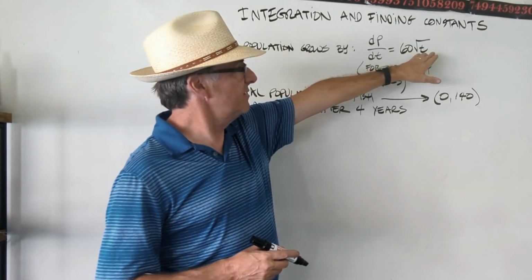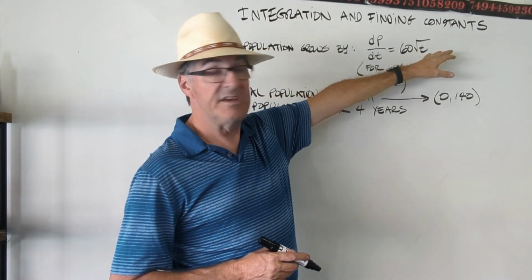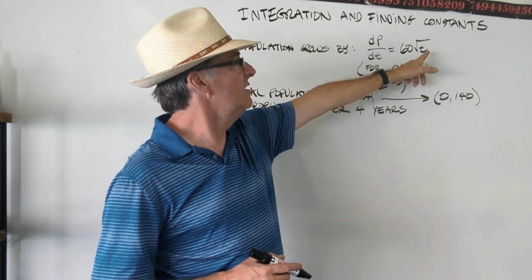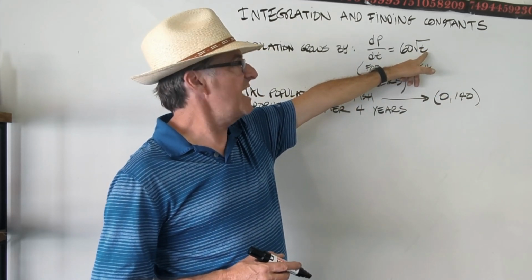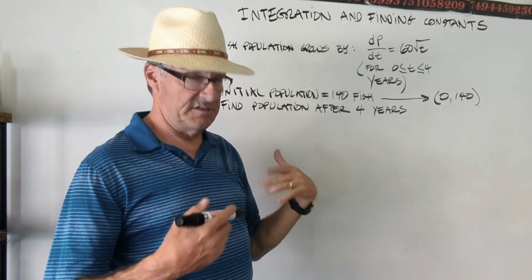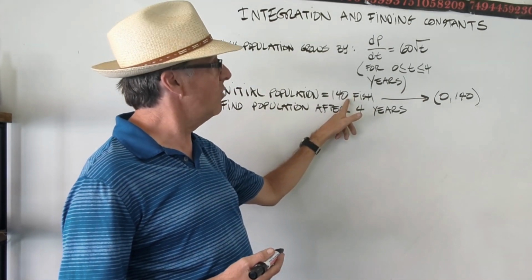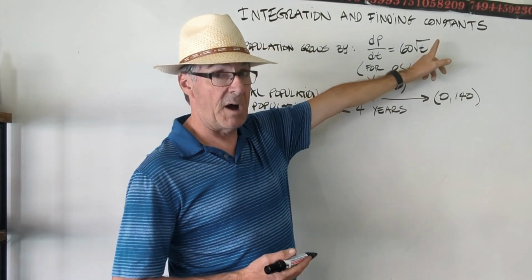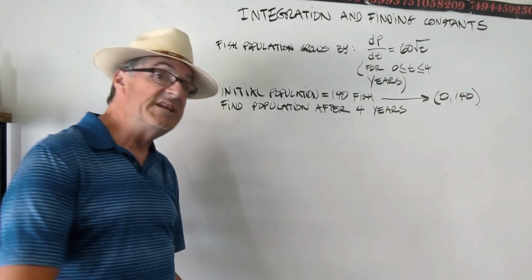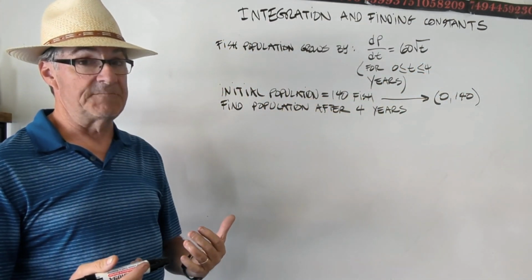This isn't the function that's going to tell you the population, because you can check it out. Put in 0 for t, and you're going to get 0 times 60. So the population at time t equals 0 is not going to give you that 140. It's not the population function. It's the growth rate function. So we need the population function.